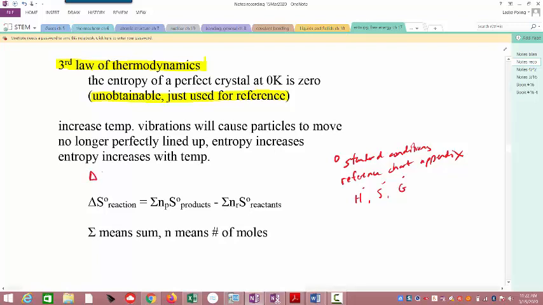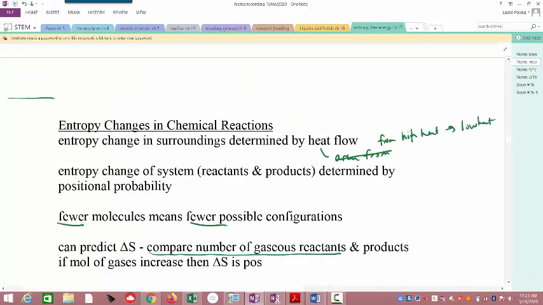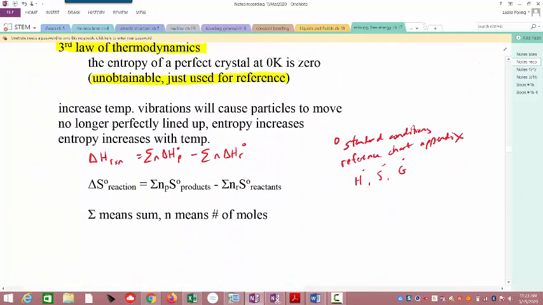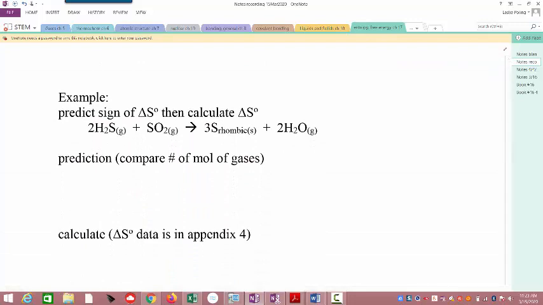This should look familiar because we did this back in our thermochemistry chapter using the delta H values. Ooh, too far. And too far again. You'd think I'd have scrolling down by now. Okay, so here we go.